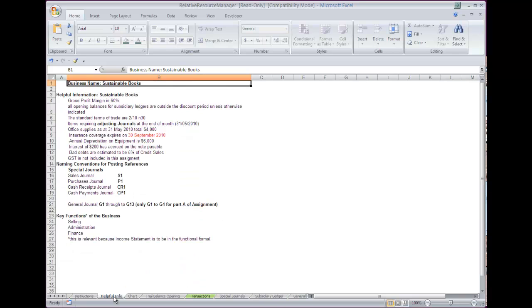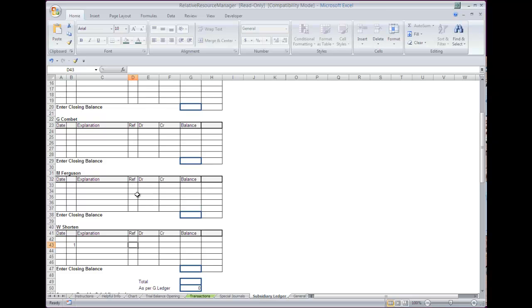And I'll just go to helpful information here. Naming conventions for posting references. So special journal, the naming convention is S1. So in the subsidiary ledger, the reference is S1 because that's the journal we can track it back to. It was debit, $100,000, no credit, and then depending on what the opening balance was, we'd have to put in the new closing balance, and that will be a debit balance.